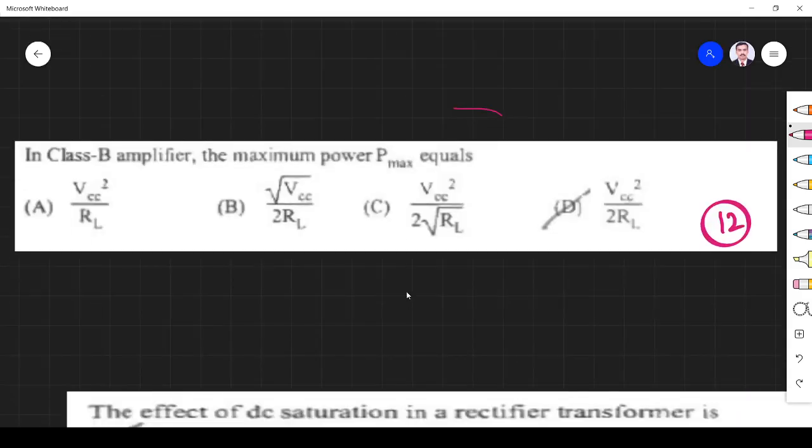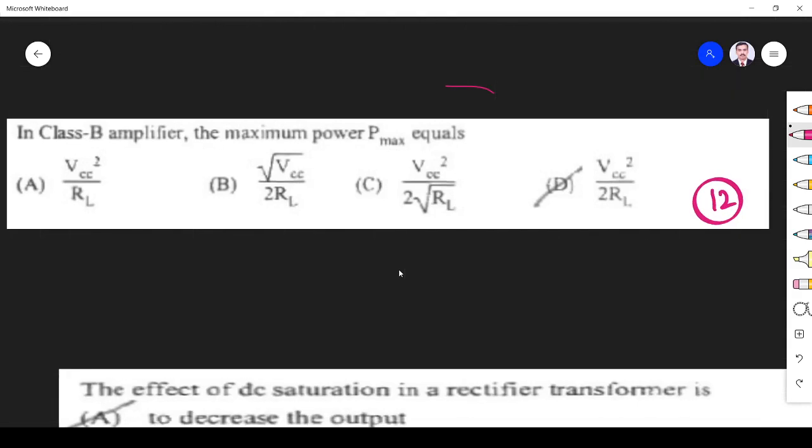Next question, class B amplifier, the maximum power rating is power equal to Vcc squared by 2RL. Direct question, very important. Vcc squared by 2RL. This is not at all a power equation, so from the question itself we can understand. So option A or D should be correct.